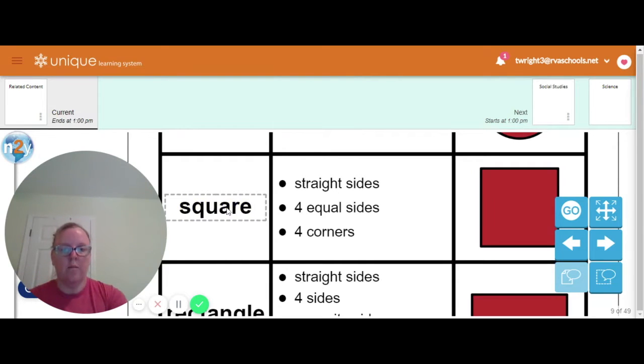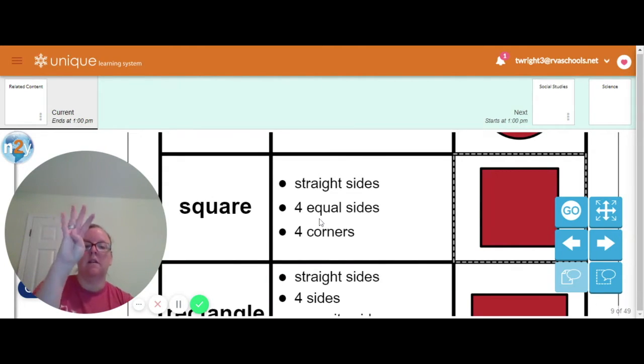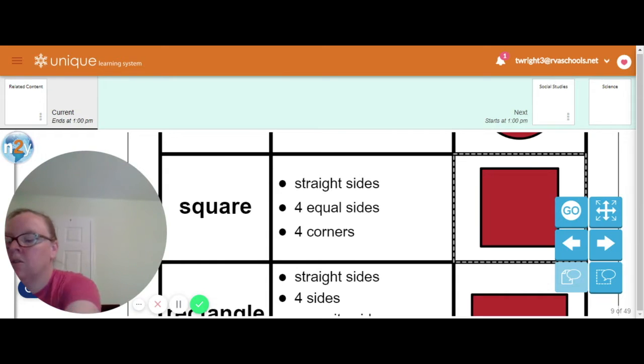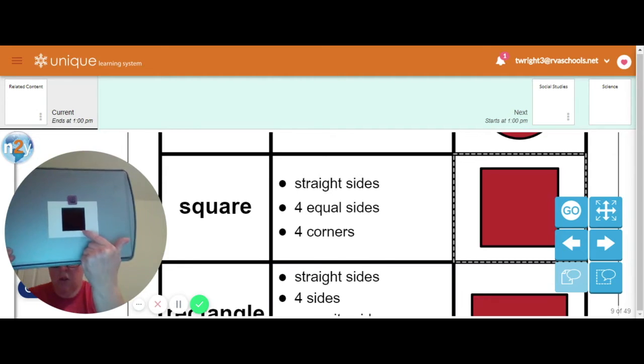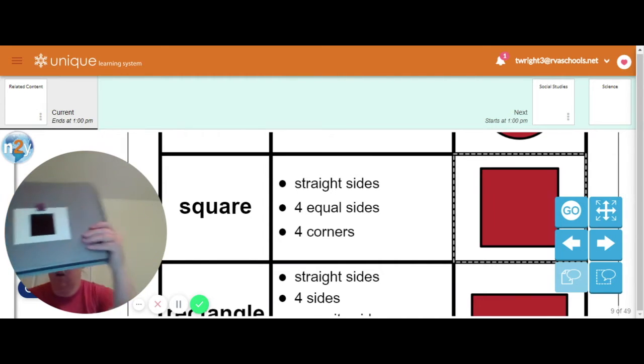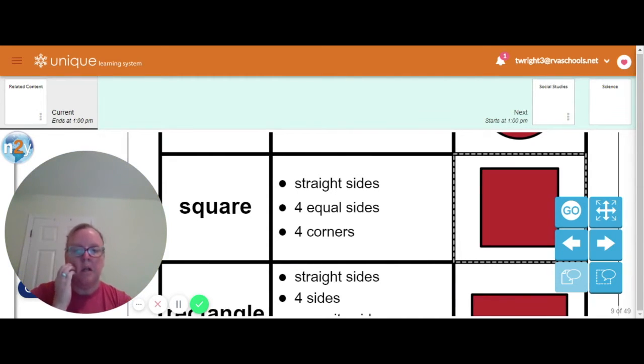Square. It has straight sides. And it has four equal sides. 1, 2, 3, 4. And it has four corners. If you can't see the corners in this picture, here's my square here. We can look at it here too. 1, 2, 3, 4. All right.